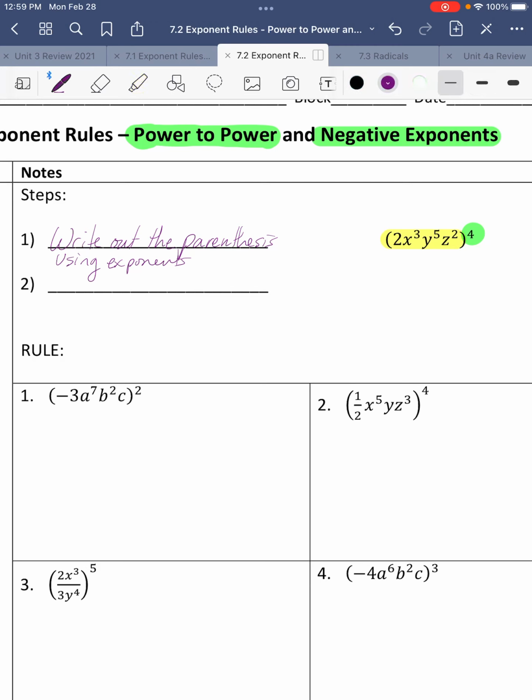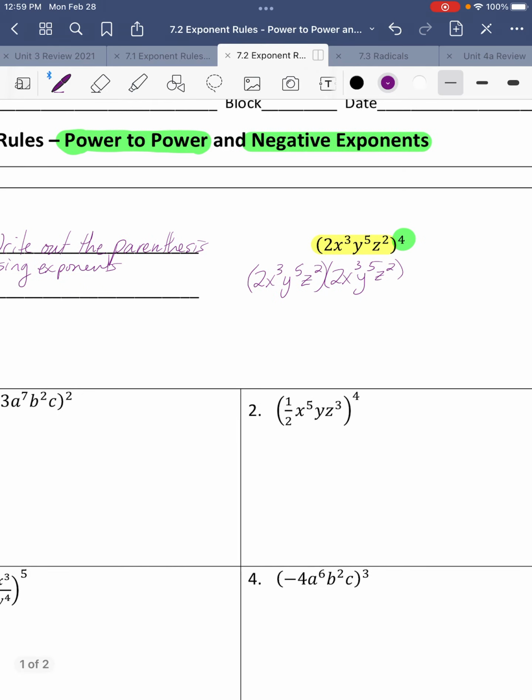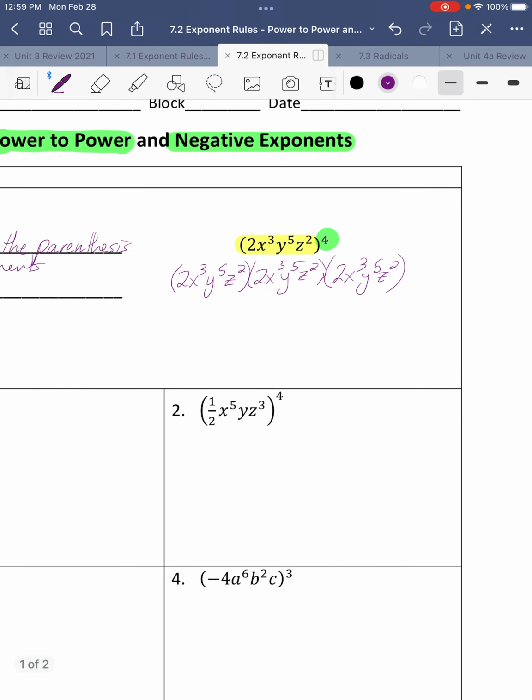The fourth power means instead of to the fourth power, we can do 2x to the third, y to the fifth, z squared. And we're going to do that 4 times. That's what to the fourth power means, 4 of them multiplied together. So there's 2, 3, and 1 more. All right, so that is 4 of those bases multiplied together.